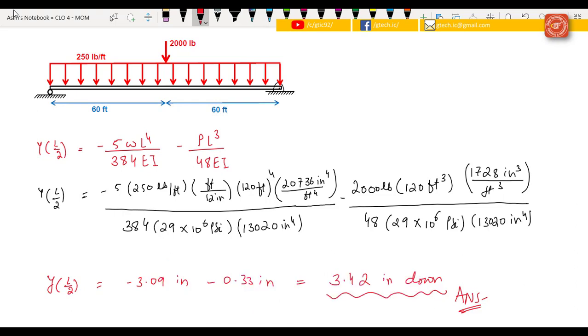So everything is now in inches, and then we simply do the addition, and the answer is 3.42 inch down. That indicates the direction of the deflection: it is acting in the downward direction.